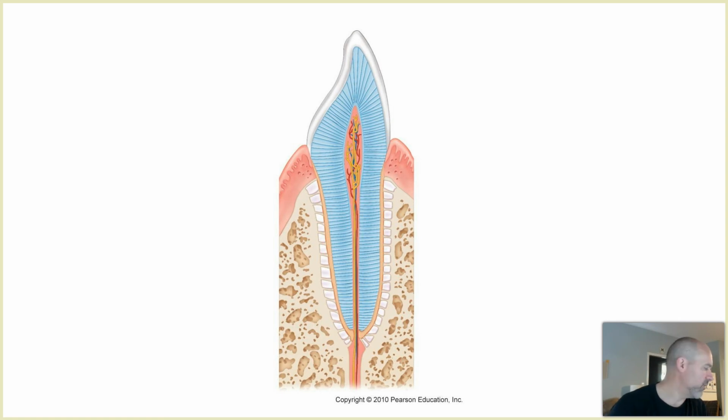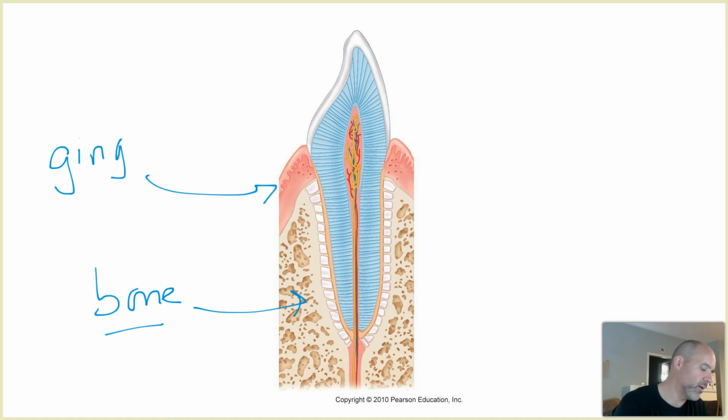All right, next on the anatomy study guide, if we zoom in, what are more specific parts of an individual tooth? Okay, so here we have a tooth, and here's the bone that the tooth is embedded in, which will be your maxilla on the top, left or right maxilla, mandible on the bottom. And then here we have the gingiva, or the gum line.